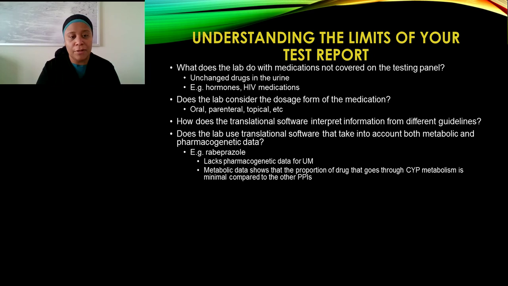How does the translation software interpret the guidelines? You know, so when they're giving results, what are they putting in terms of what's actionable? You know, where are they getting their data from? And also, we found some of the limiting factors of their translational software that don't take into account all the pharmacogenetic data. And we found there was lack of pharmacogenetic data for ultra-rapid metabolizers for rabeprazole. So it's good to look at the limitation and compare with other PPIs, as far as other proton pump inhibitors, just to see what metabolic data shows up on those portions of drugs.